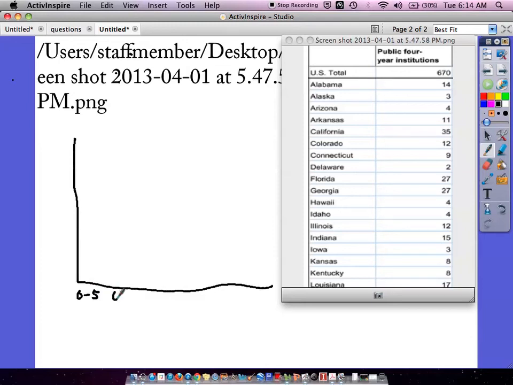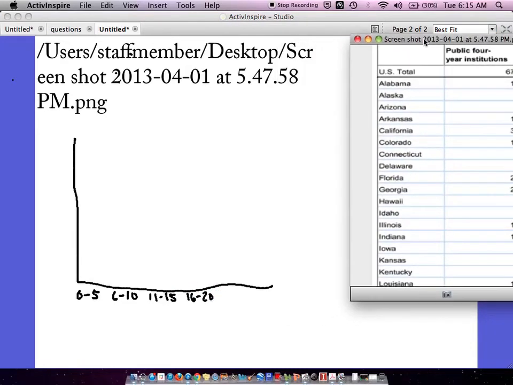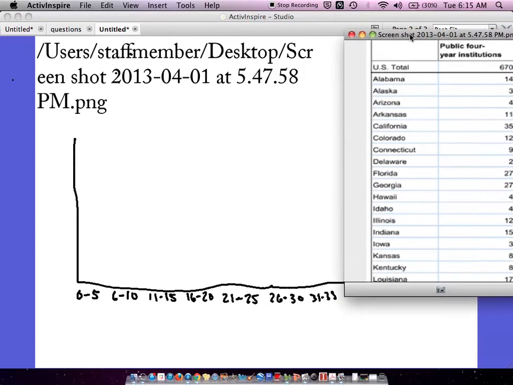Then I'm going to have 6 to 10, 11 to 15, 16 to 20. I have to slide this over a little bit. Yep, there we go. 21 to 25, 26 to 30, and then 31 to 35. That covers everybody, which is what we want.